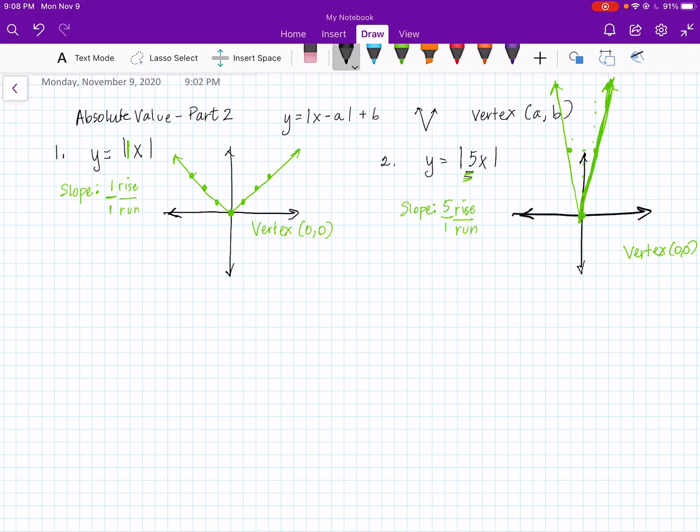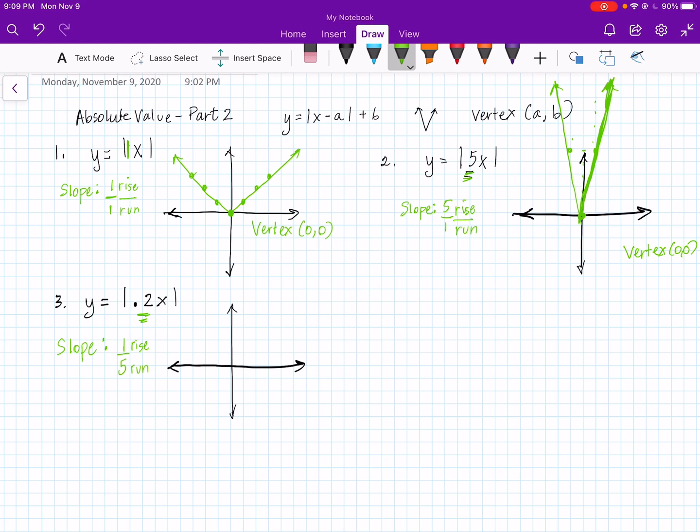All right, so now let's do 3. Number 3 is y equals absolute value of 0.2x. Now, think about what we talked about with characteristics of lines. This is actually 0.2. You should know the fraction for 0.2. Do you know it? This is your slope. And so now your slope is 0.2, which is the fraction, hopefully somebody's saying it out there, 1/5. So now I'm going to rise 1 and I'm going to run 5.